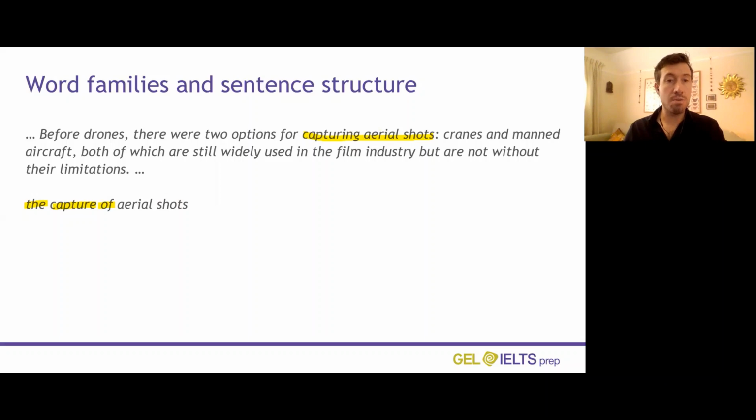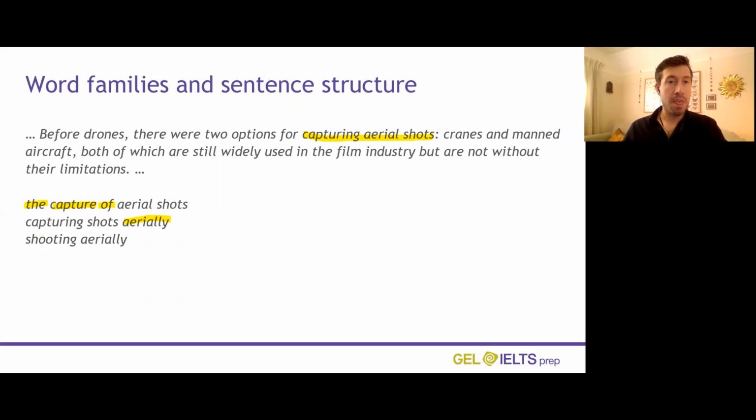Another thing you could do is capturing shots aerially. So this time what we've done is we've just put capturing shots, that's not changed, but instead of having aerial as an adjective describing shots, we've got aerially as an adverb, and it's describing how it was captured. So it's referring to the gerund over here.